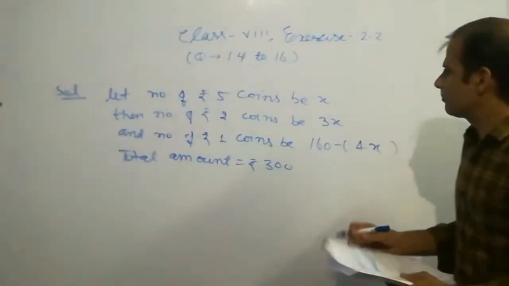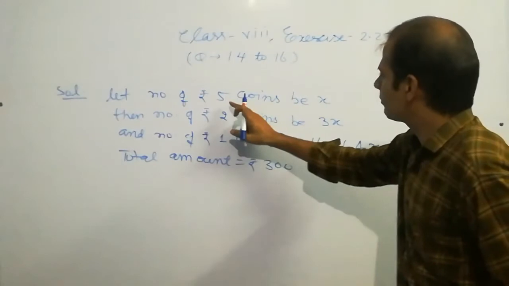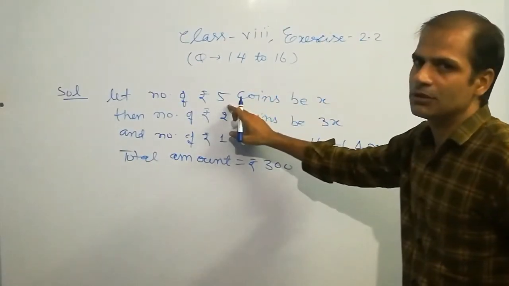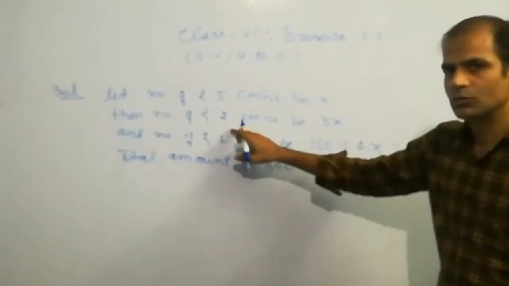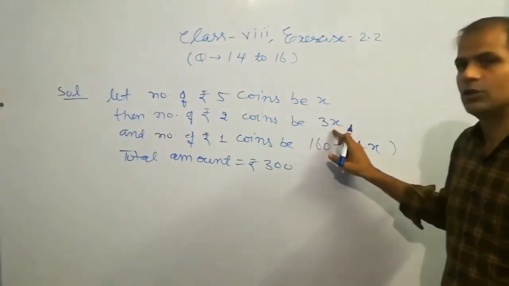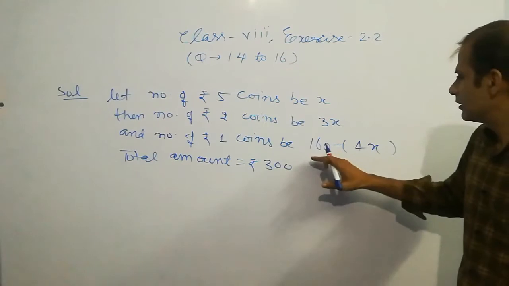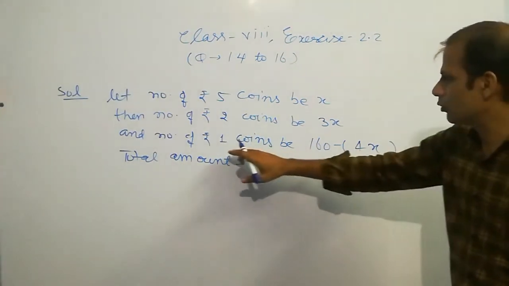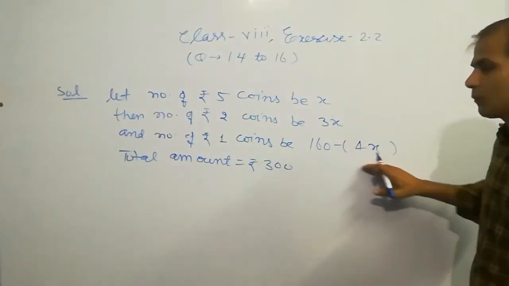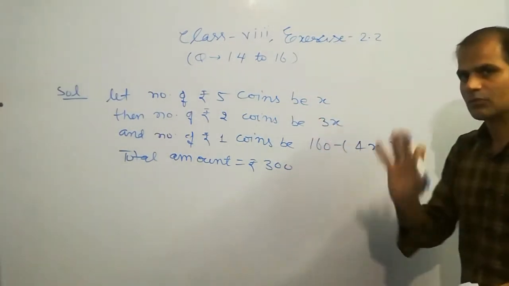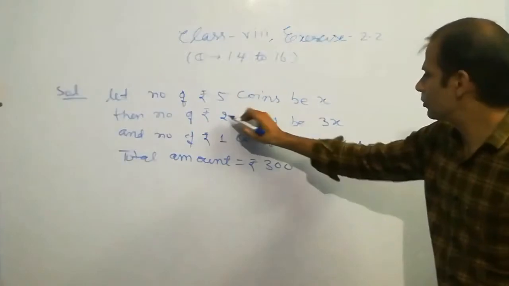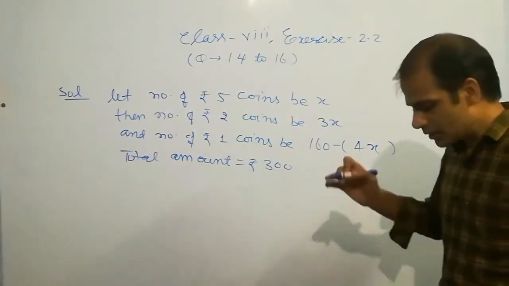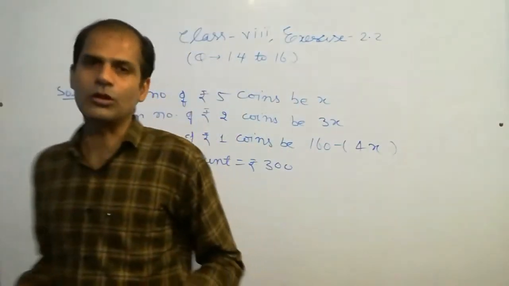Please focus on the board. As you can see, there are x coins of rupees 5, so the total amount is 5x. 3x coins of rupees 2, the total amount is 2 into 3x. And these are the number of coins for rupees 1, so multiply this by 1. Again, multiply x by 5, 3x by 2, and this by 1. Then you will get the total amount.